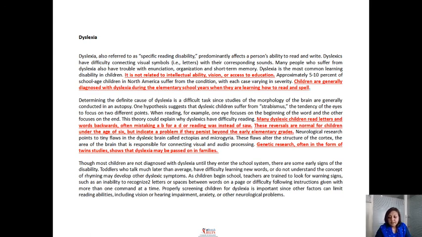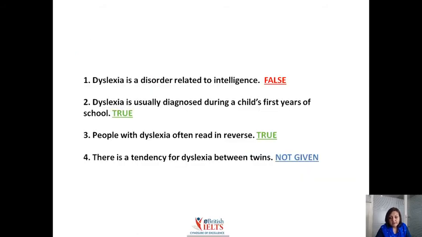So the final answers as they stand are false for the first question, because it was contradicted by the information in the passage. Second and third were exactly supported by the information in the passage, so they are both true. And the last one is not given, guys. So that's how you're going to go about this particularly difficult section of true, false, not given.